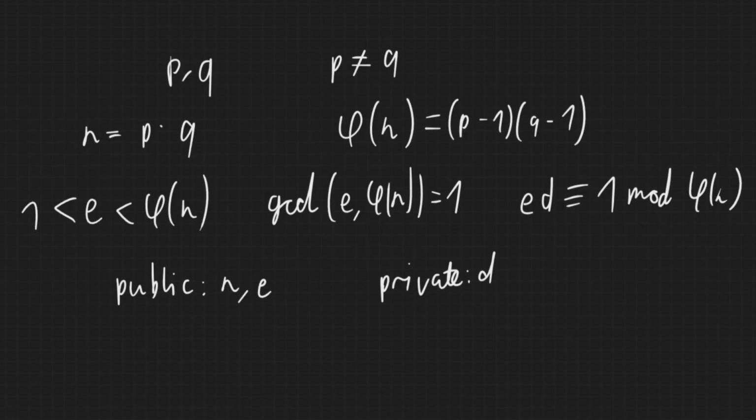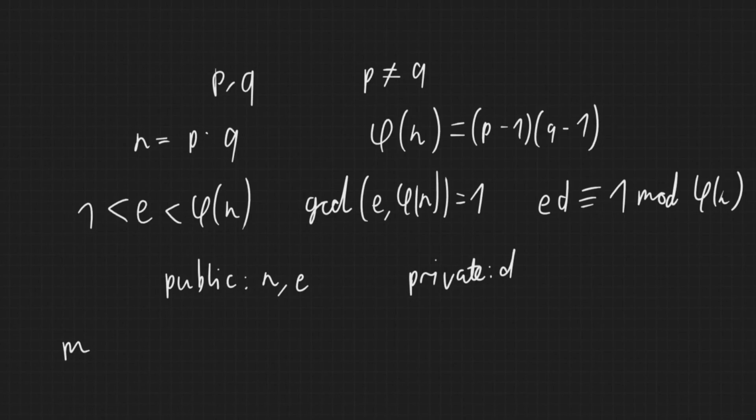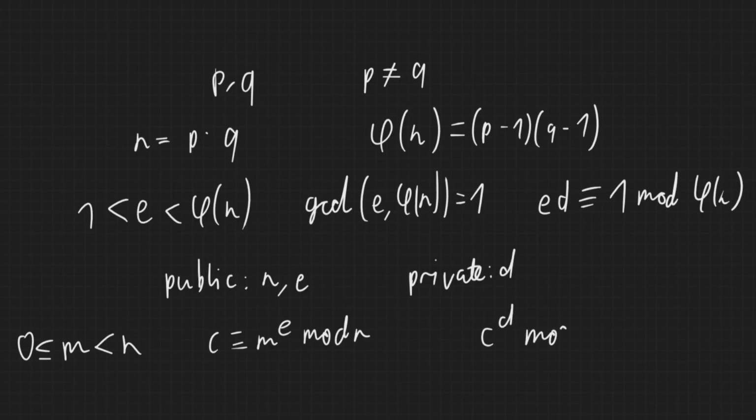The only thing that's missing, how do we actually perform encryption and decryption? That turns out to be surprisingly simple. Let's say we have some message m, and we represent that message as a number between 0 and n. So to encrypt that, we take it to the eth power, modulo n, and this gives us our ciphertext, our encrypted message. And in order to decrypt the ciphertext, we just take it to the dth power, again, modulo n of course, and this gives us our original message.